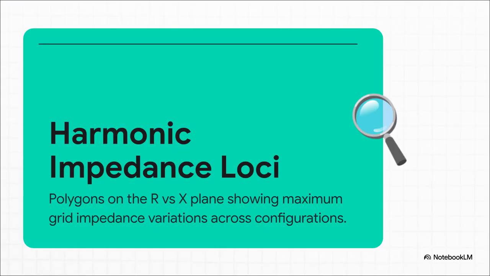Under the old rules, you might have just used a simple fault level to base your calculations on. Yeah, not anymore. Now, the network operator hands you what are called harmonic impedance loci. These are basically sets of polygons mapped on a resistance versus reactance plane. Because the grid isn't static, right? These loci have to account for everything: summer demand peaks, winter lows, and unexpected N-1 outage scenarios. They represent the absolute worst-case harmonic impedance of the network for every single order.